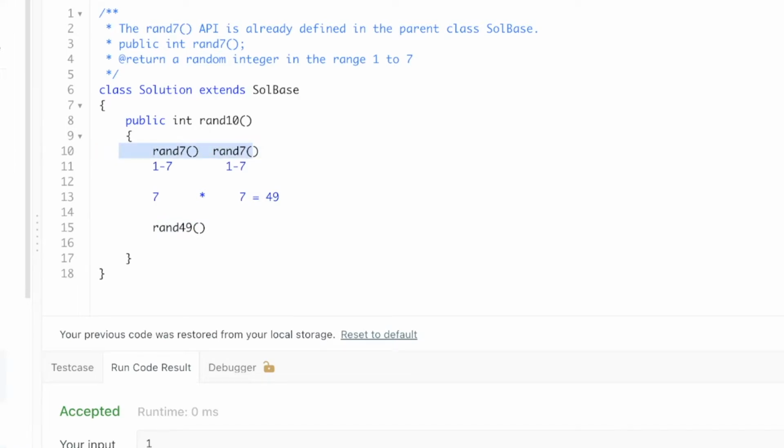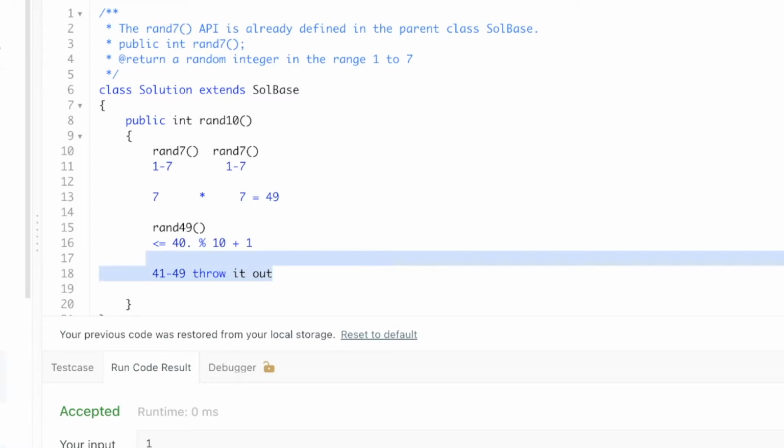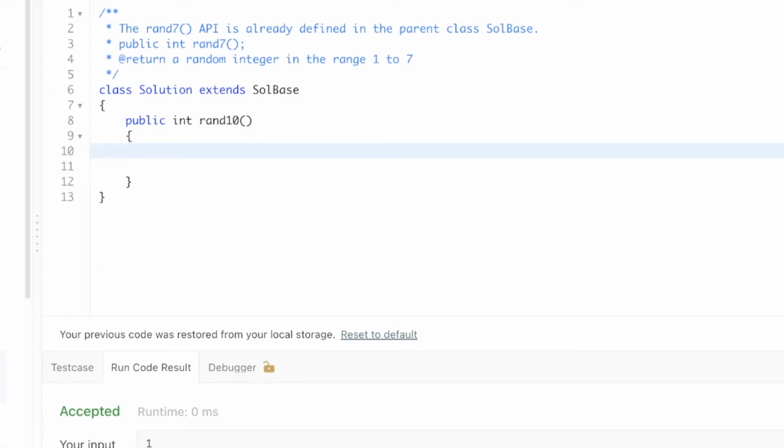If we have Rand49, we can check if the number we get is less than or equal to 40. If it is, we can do the whole mod 10 plus 1 to get a number between 1 and 10 uniformly. A number greater than 40, so 41 to 49, we throw away and ignore. Okay, so let's actually get into the code here.